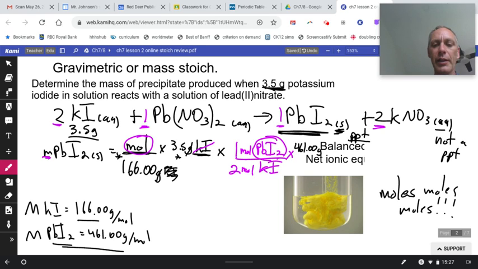461.00. What a mess I'm making. Grams per mole. This thing is in the worst possible spot. It was not very good planning on my part. My written work always looks messy.